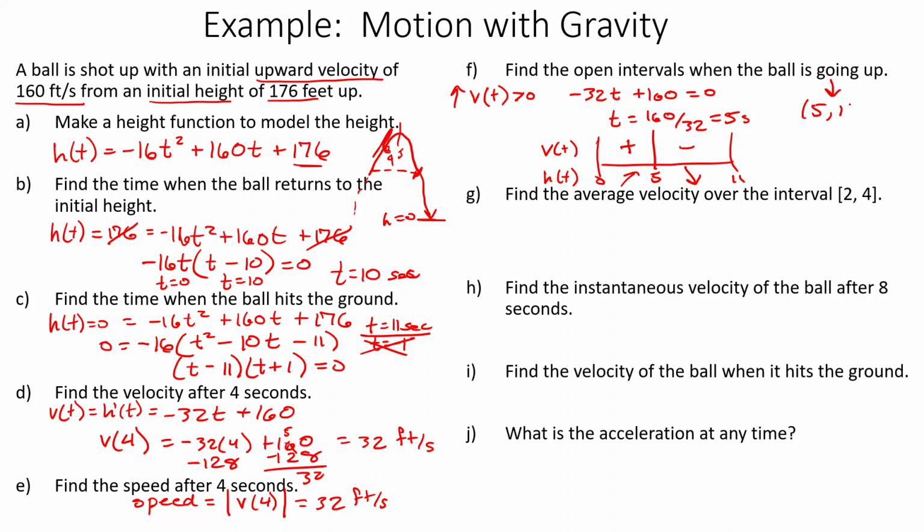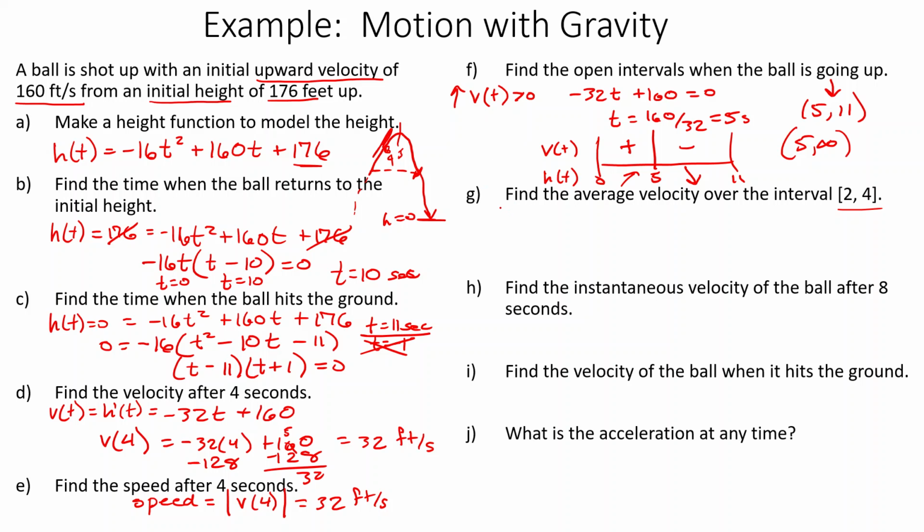From 5 to 11. All right? Or if it can go below 0, it'd be from 5 to positive infinity. It would keep going down forever. Maybe it just keeps going and there's no ground. Who knows? Find the average velocity over the interval from 2 to 4.